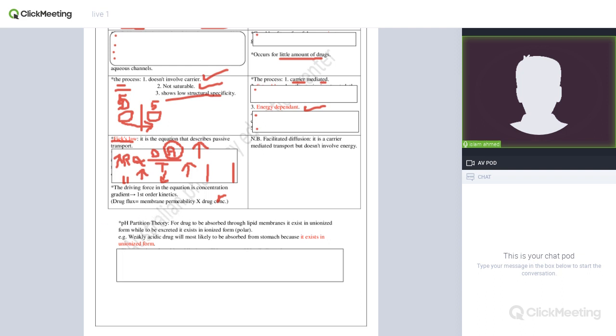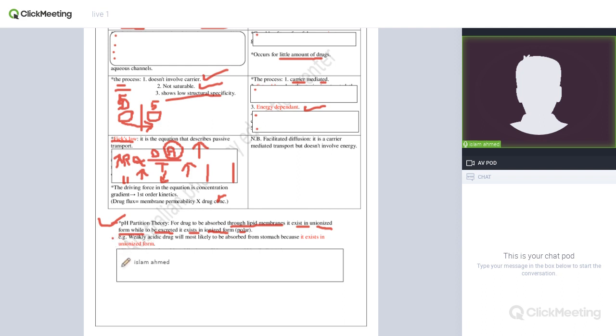Now, let's go to pH partition theory, the one I have mentioned previously. For the drug to be absorbed through the lipid membrane, it has to be in the unionized form, which is nonpolar, and for the medication to be excreted, it has to be in the ionized form, which is polar. This is called pH partition theory. This is a very important thing.